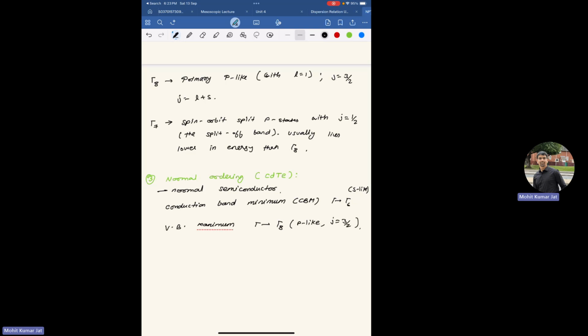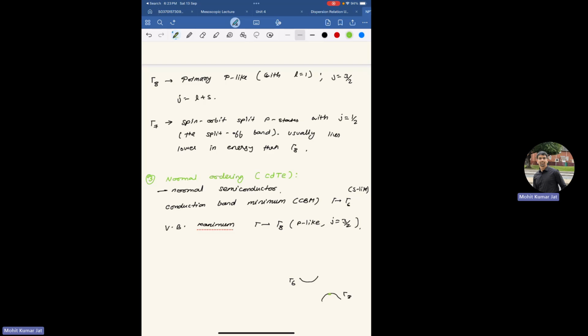And in symbols, if you write it, the energy of gamma 6 will be greater than the energy of gamma 8, because the conduction band is higher in energy than the valence band. So the S state lies above the P state, and electrons occupy gamma 8 states at the top of the valence band. Exciting an electron moves it into gamma 6. So you have your gamma 8 and you have your gamma 6 here. That's what it essentially means.